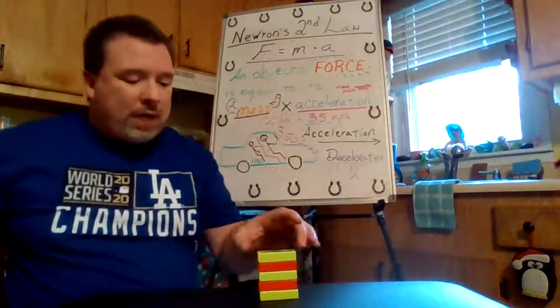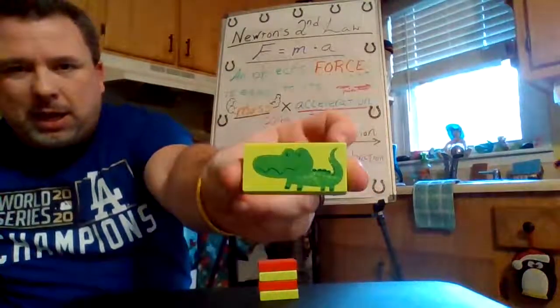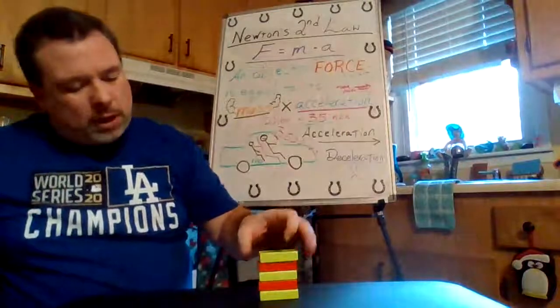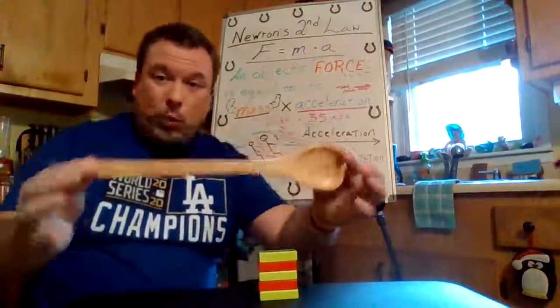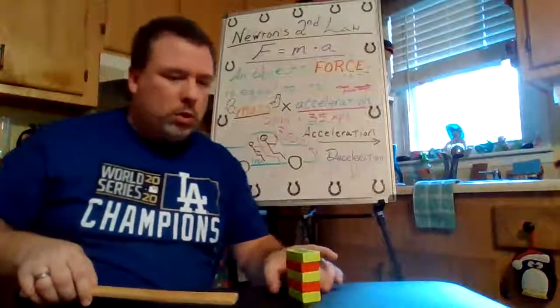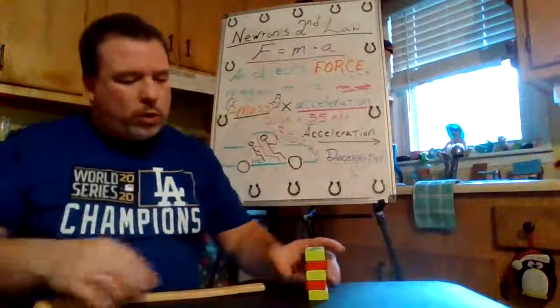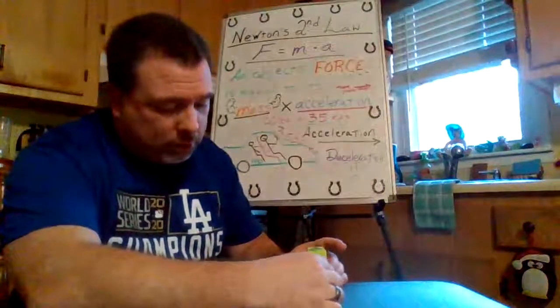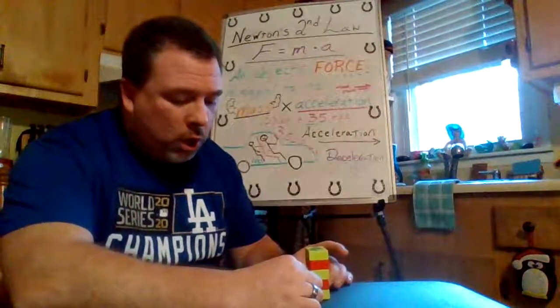I have 5 wooden blocks. This one has a crocodile on it. Ta-da! We have 5 wooden blocks stacked up. Okay? This is a wooden spoon. All right? Now, there they are, stacked up so you can see. I'm going to apply a force to these, and by doing this, I'm going to show you 2 of Newton's laws.